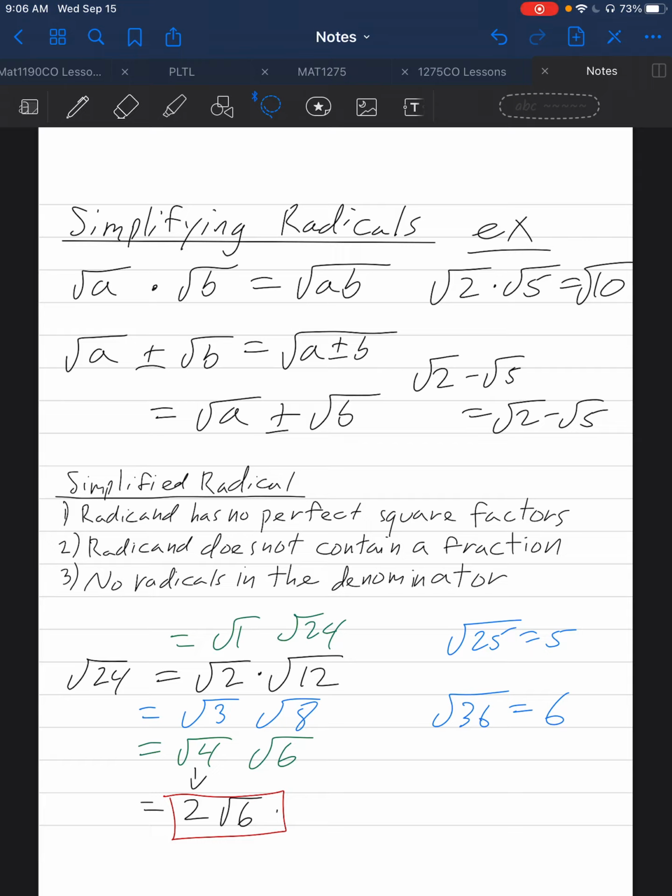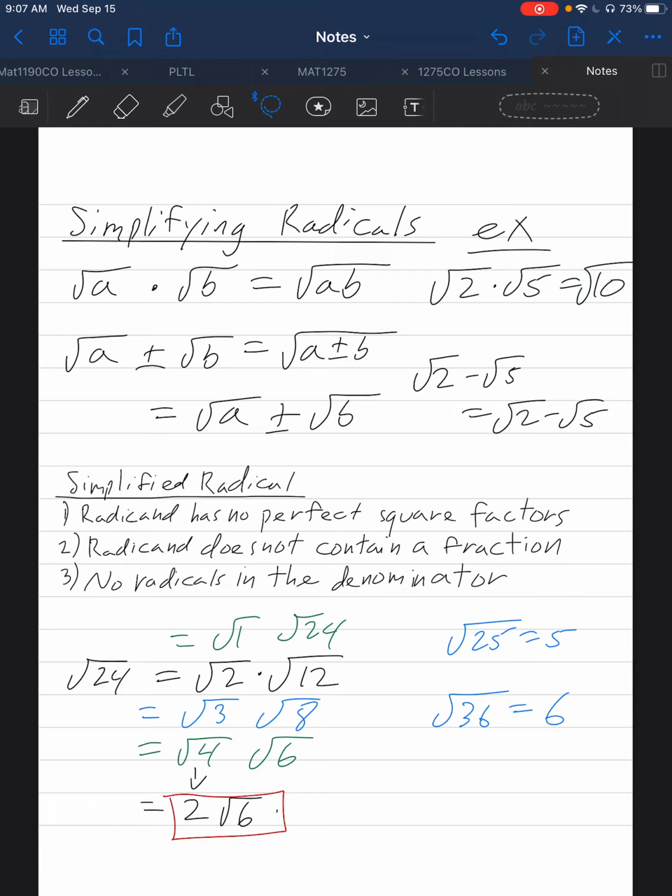There's two things that we want to know first about radical numbers. One is that you can multiply radical numbers and combine them into one single radical. Radical A times radical B is equal to radical AB. As an example, radical 2 times radical 5 is equal to radical 10.